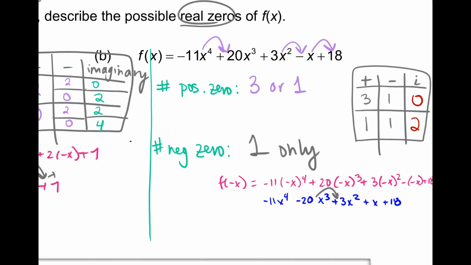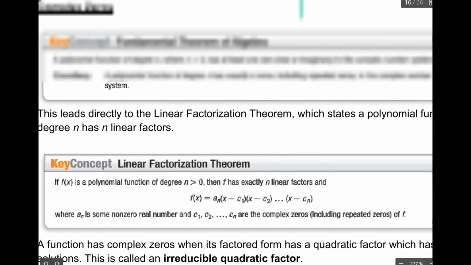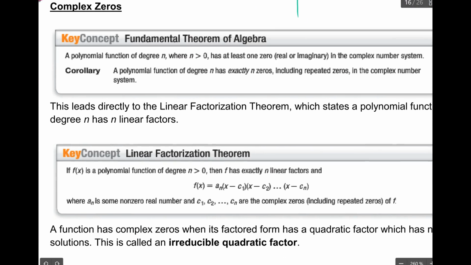So complex zeros, this is what I've been hinting at. The fundamental theorem of algebra: a polynomial function of degree n, where n is greater than 0, has at least one real or imaginary zero in the complex number system. Meaning, a polynomial function of degree n has exactly n zeros, including repeated, in the complex.